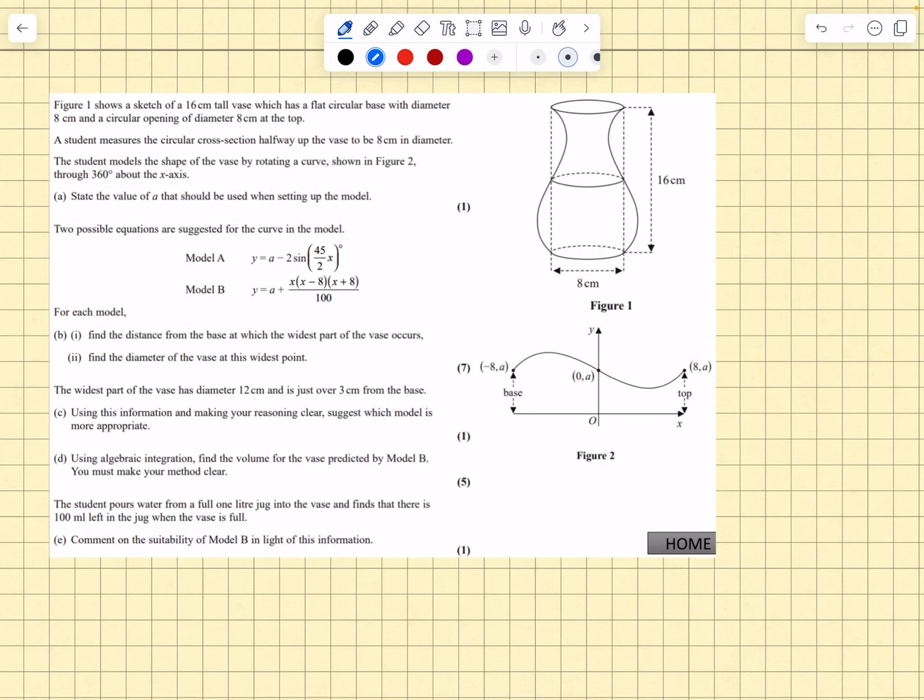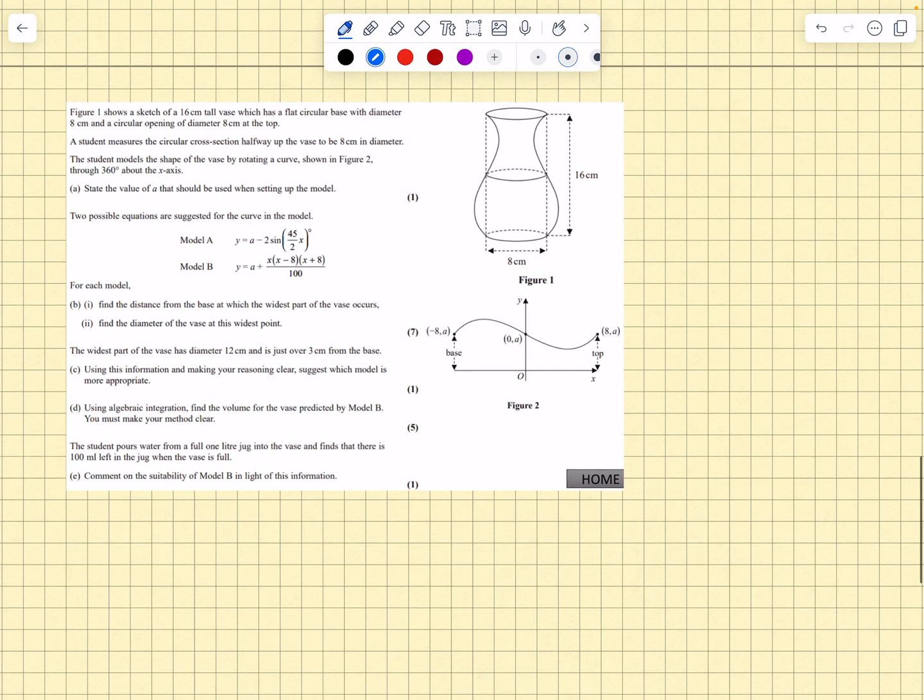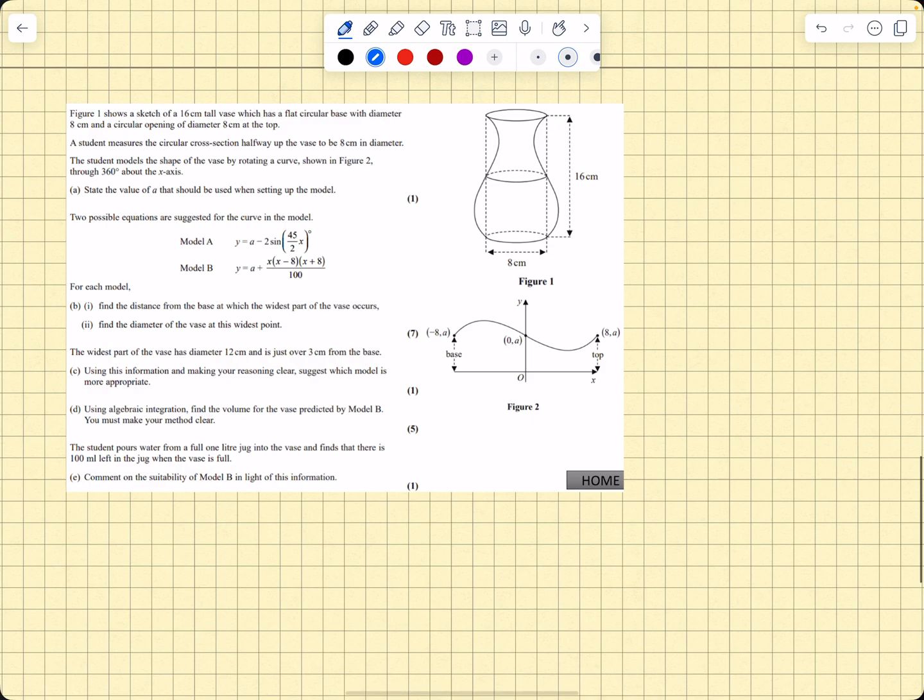Hi guys. So this question is a volume of revolution question. It's one of the trickiest questions for students to attempt. It's a good question. They've given you a vase, and then the vase is now rotated about the x-axis, and they want you to find the volume. Before the volume, they're asking you a couple of things. They've given you two models. One model is model A, which is a trigonometric function, and another model which is given as an algebraic model.